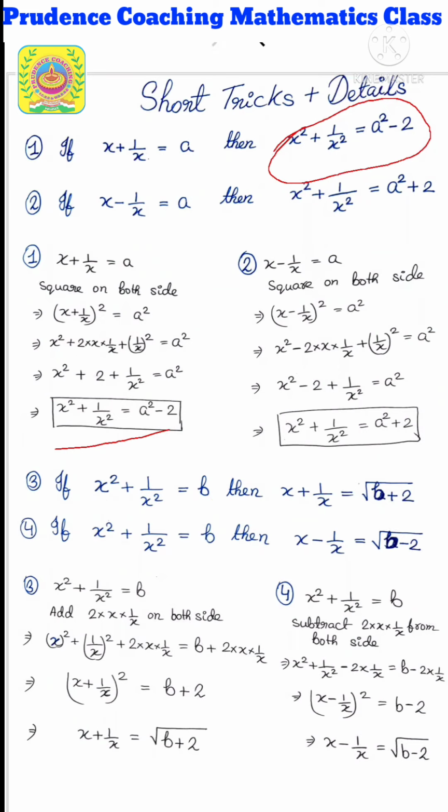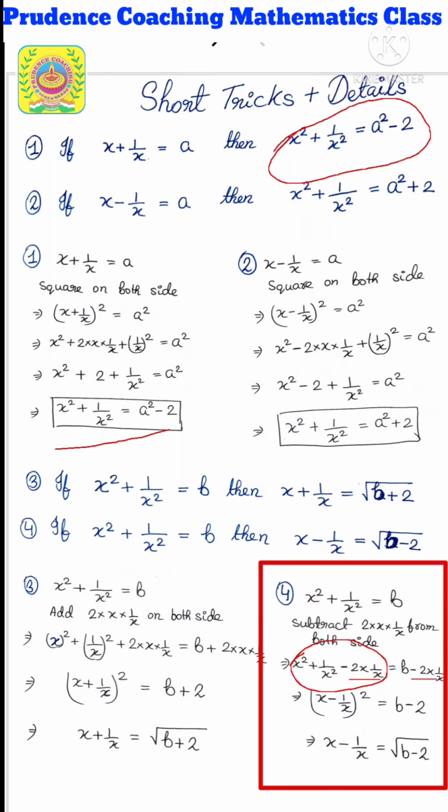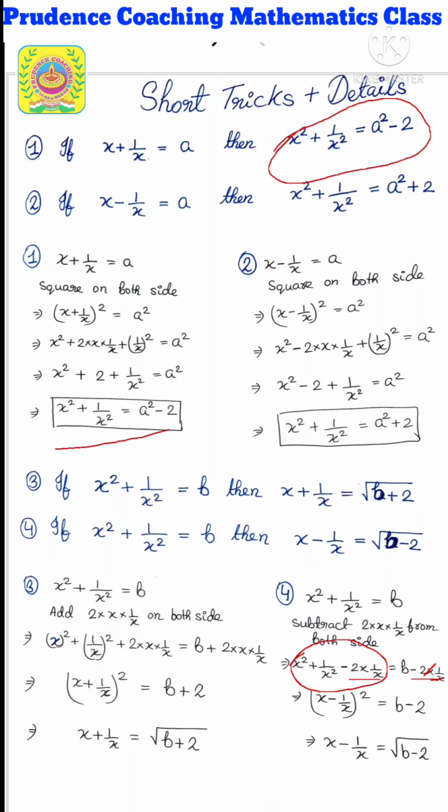Similarly, if we want to find out x minus 1 by x, then we need to apply the formula of x minus 1 by x the whole square. To apply that formula, we need to deduct 2x into 1 by x on both sides. So here we have applied this, and by this we can write this whole thing as x minus 1 by x the whole square. On this side, this x and this x will be cancelled, and we will be left with b minus 2.